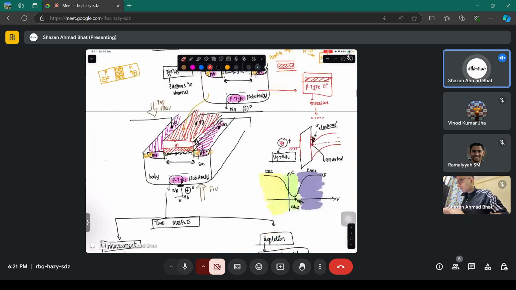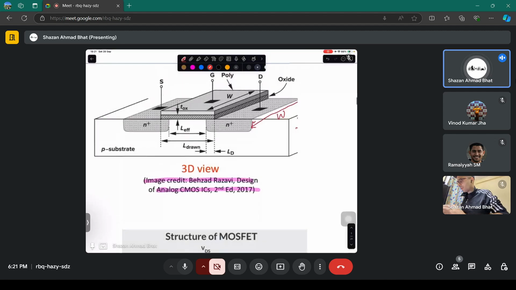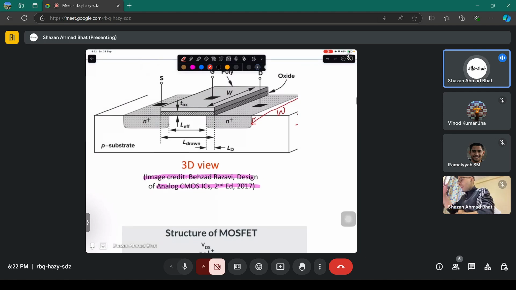This is the three-dimensional structure I have shown. This is the actual three-dimensional structure. It's the same thing. Now you need to think of it in a three-dimensional aspect here, because it's not a two-dimensional device. This particular thing is the channel length. This particular thing is called the gate length. There's a difference. This is the length of the deposited gate over the substrate.